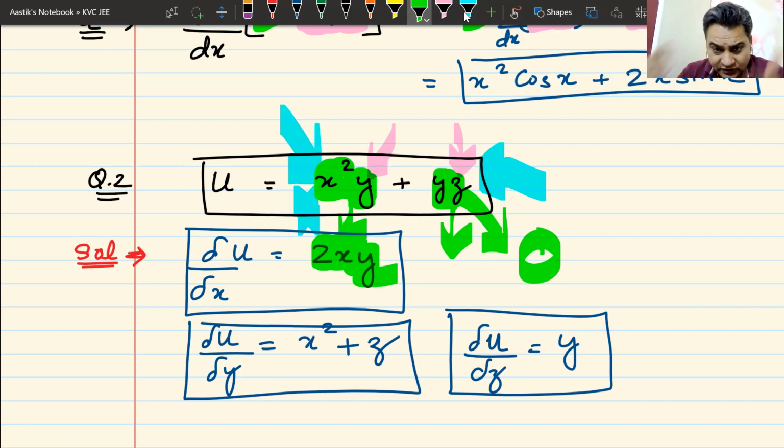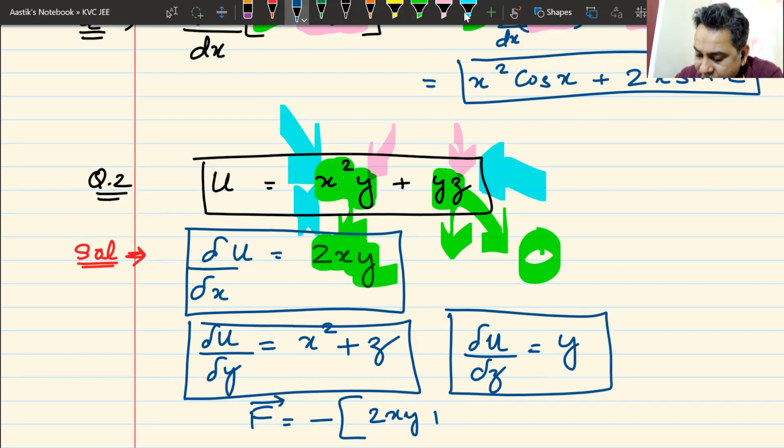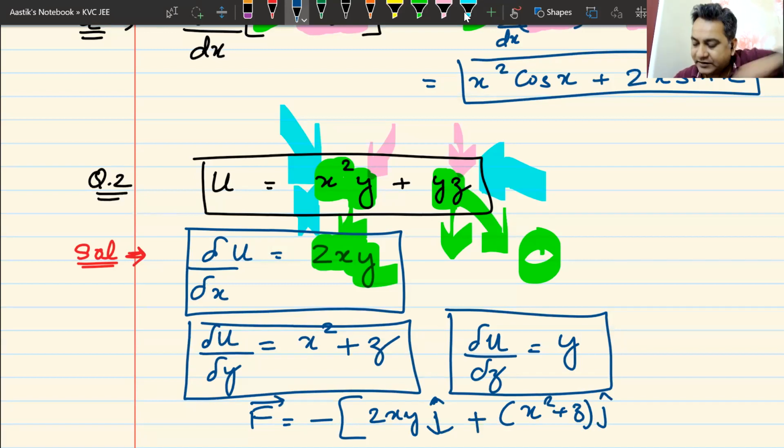Now, what is the answer? This is not the answer. This is just the partial derivative. Put it in the formula and you will get the answer. What is this conservative force equal to? I'll just write it. F will be equal to, the negative sign will always come, negative of 2xy i hat. Oops, I've been writing j hat. 2xy i hat minus x squared, it looks like a very complicated force. Don't worry. It will not be minus, it will be plus because I've taken the minus outside. Plus y times k hat, a very complicated force, unlikely to come in JEE at any point in time.